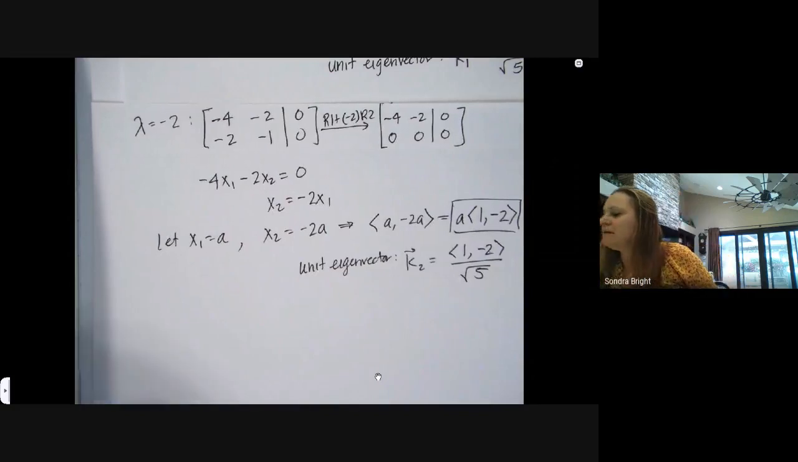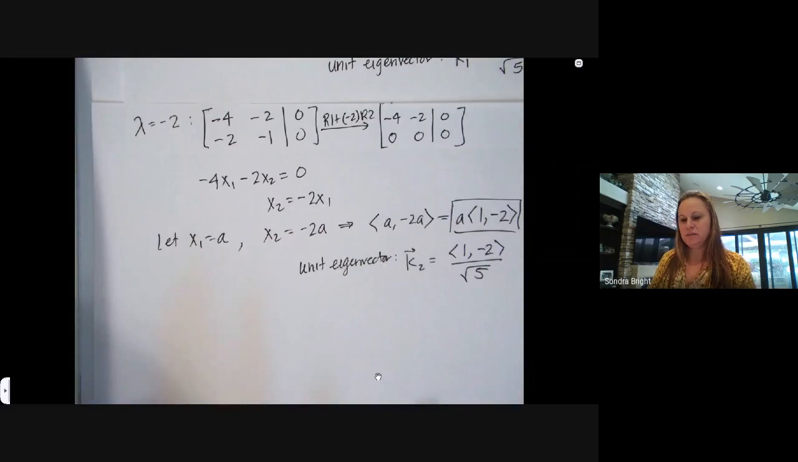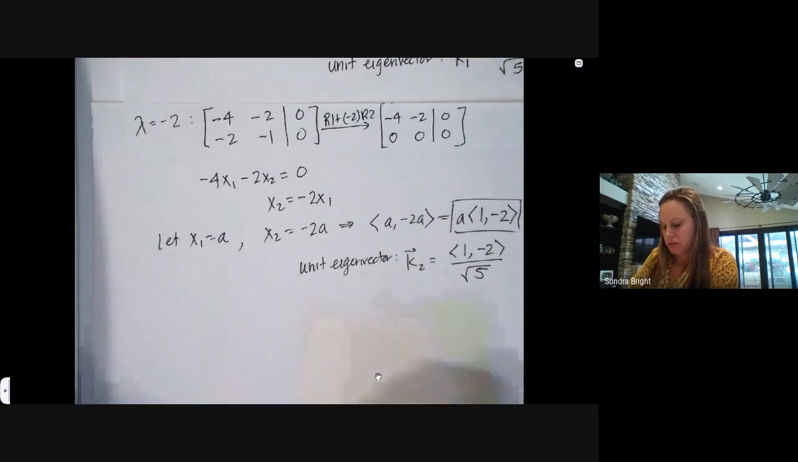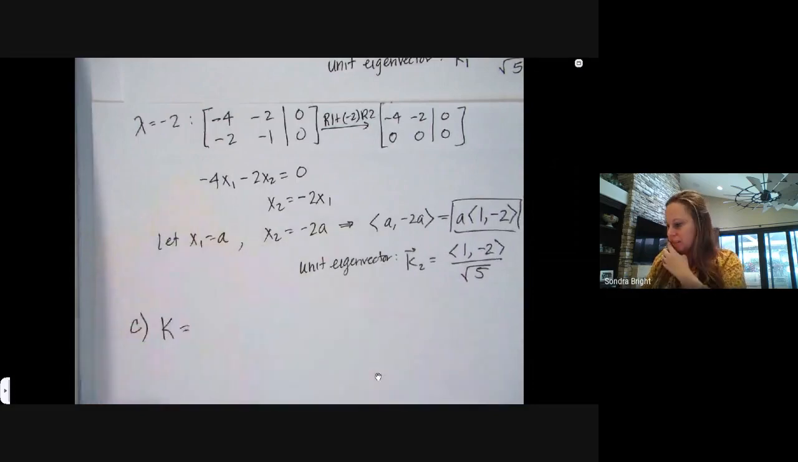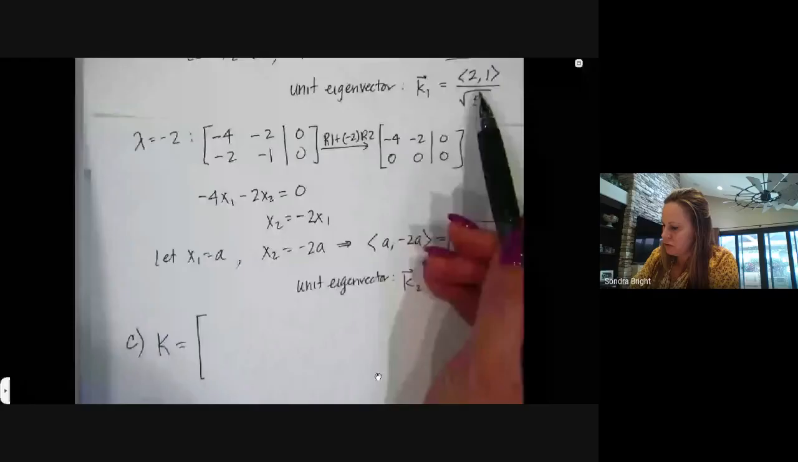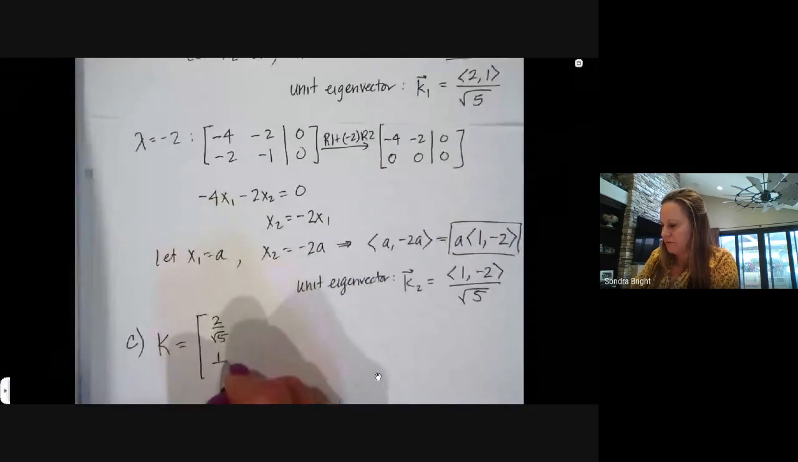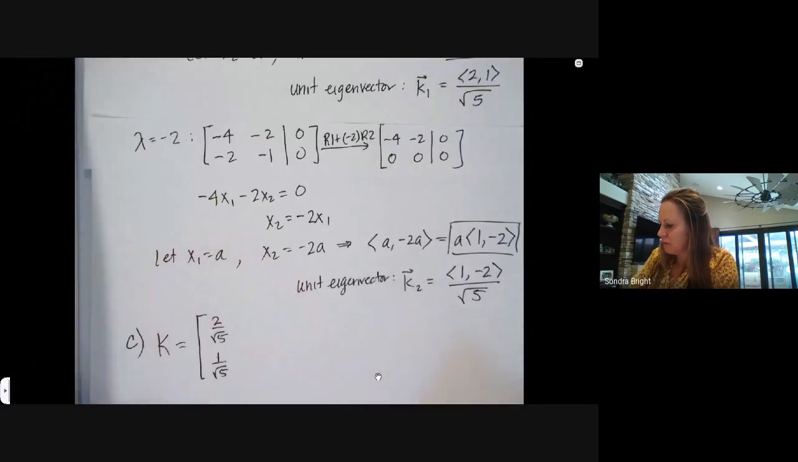The next thing they wanted us to find was the orthogonal matrix K and diagonal matrix D. So K, remember, is just, you take your eigenvectors and put them in columns, and that'll be your matrix K. So 2 over root 5, and then a 1 over root 5. And then your second column will be this: 1 over root 5 and a negative 2 over root 5.